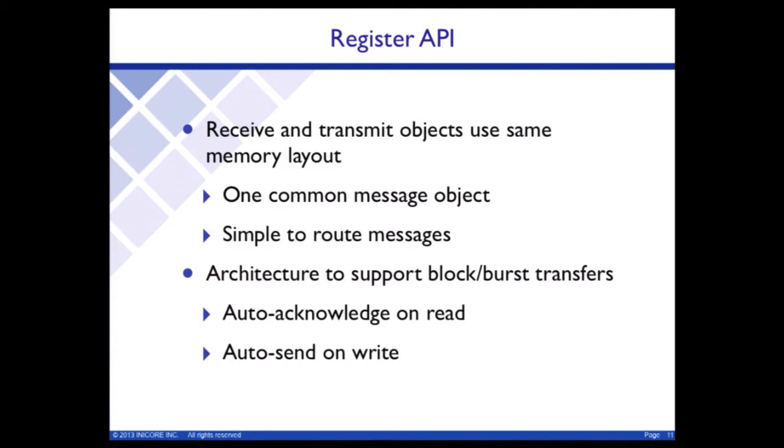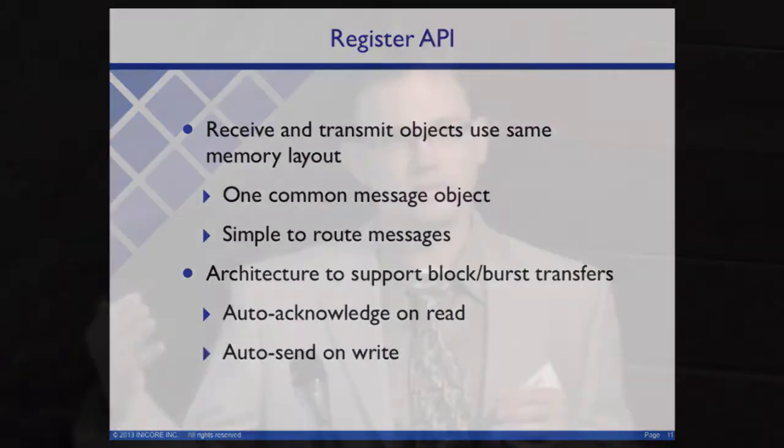And it's an architecture that supports block or burst modes. One thing that is quite common is, if you receive a message, you read the message, and at the end you have to acknowledge the buffer that you have read the message. This goes a bit against the block transfer because this means one additional cycle, and it's a cycle in the opposite direction that takes more time. So we introduce the auto-acknowledge on read feature. So you read a message, and the CAN controller sees that you have read the entire message, and the message buffer will be acknowledged. Same story for the transmit, where we have an auto-send on write.